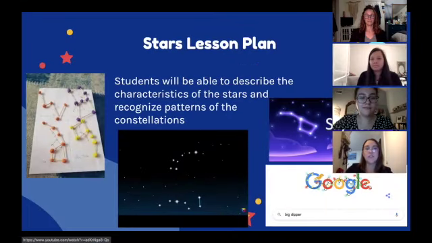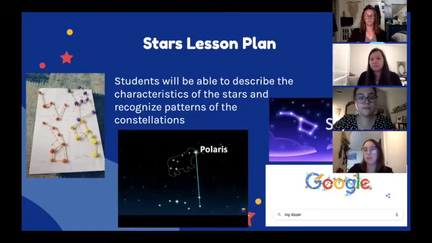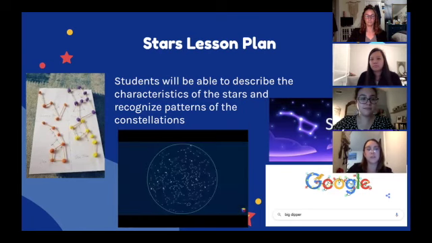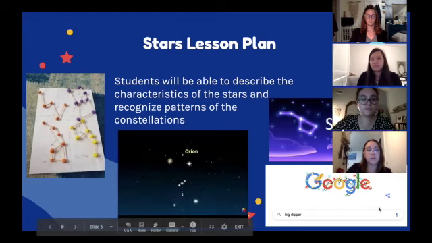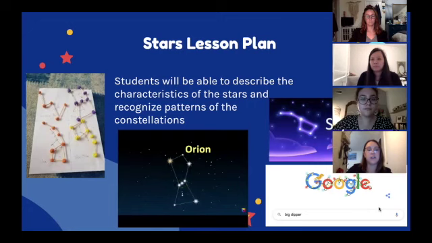The second day of the unit will be centered on stars. By the end of the lesson, students are going to be able to describe characteristics of the stars and recognize constellations. Students will participate in a KWL chart throughout the lesson. First, an introductory video is going to be played on YouTube. The video is going to tell the students more about stars and explain constellations to prepare them for the next activity. Students will then be assigned a constellation.